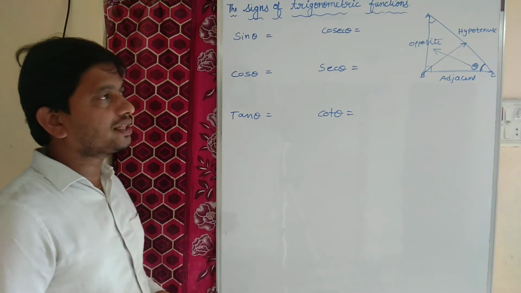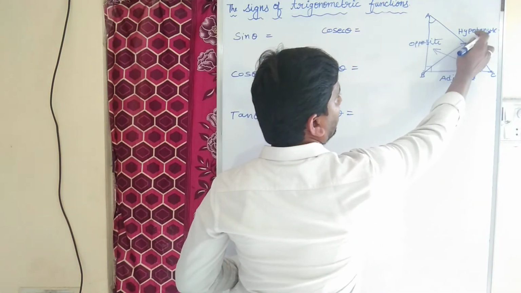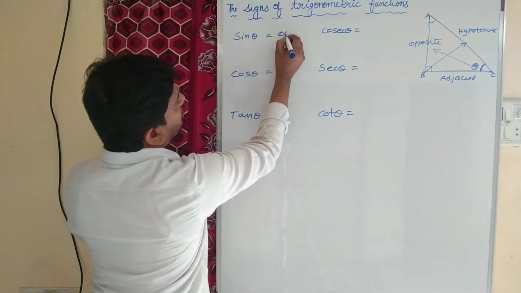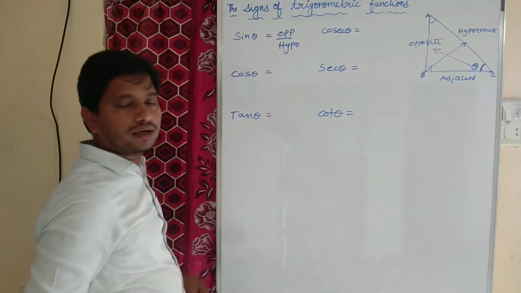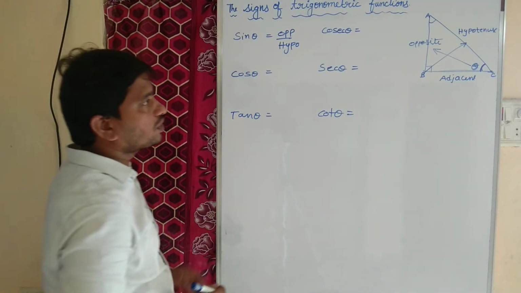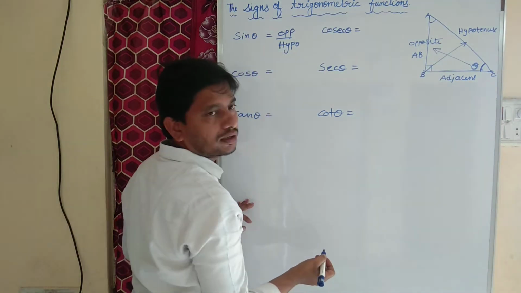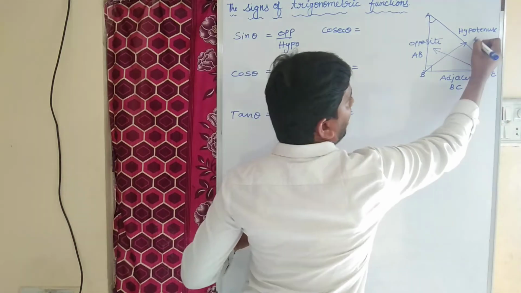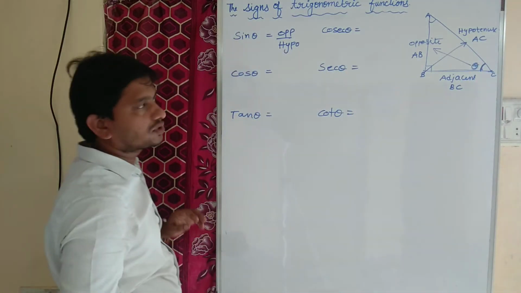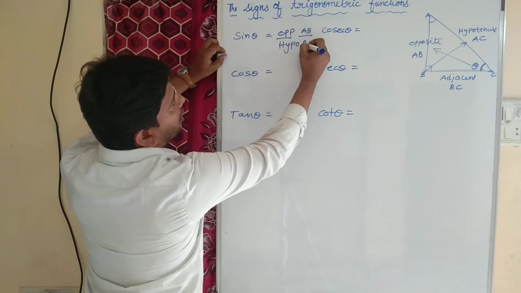So what is sine theta? Sine theta is opposite side by hypotenuse. What do you mean by sine? Sine is opposite side by hypotenuse. Here the opposite side is what? Here the opposite side is AB, the adjacent side is BC and the hypotenuse is AC. So I can write opposite is AB and hypotenuse is AC.